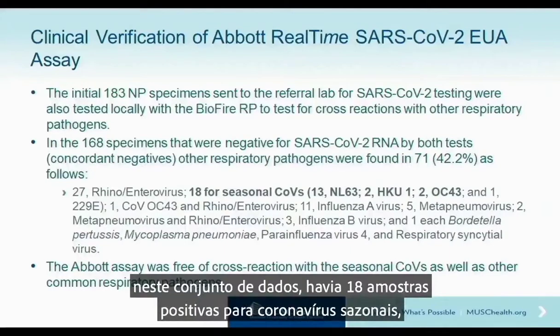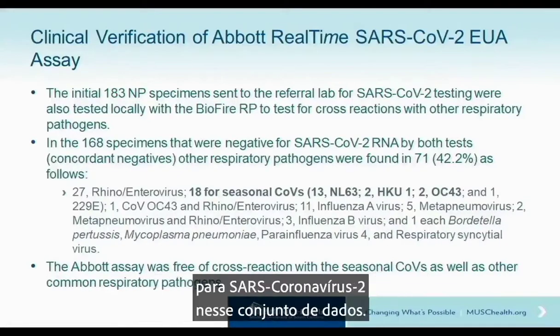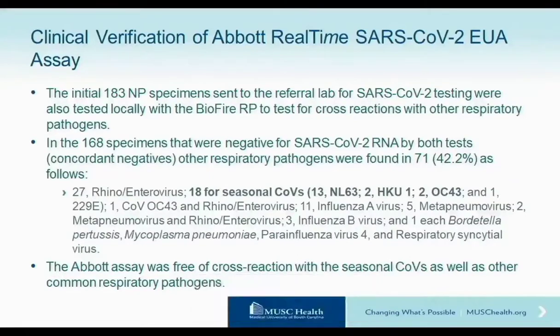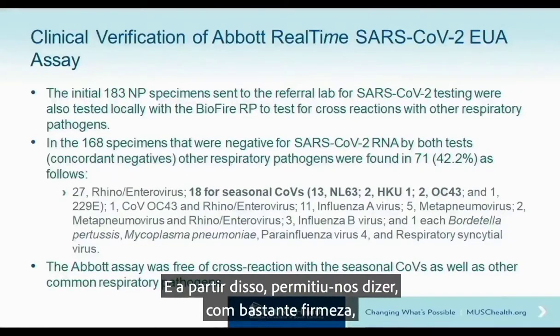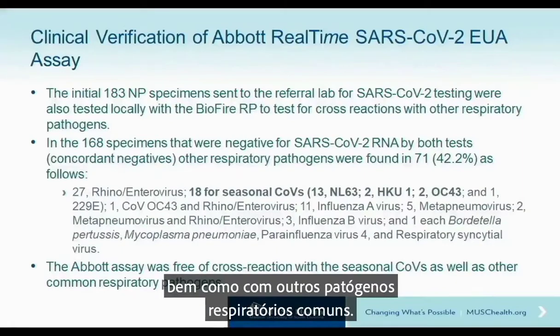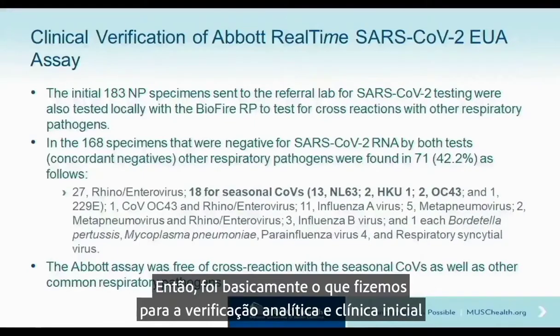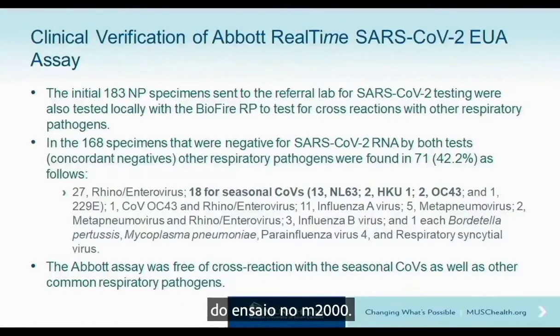In this data set, there were 18 specimens that were positive for seasonal coronaviruses, which was actually quite interesting because that's more positives than we had for SARS coronavirus 2 in this data set. And from this, it allowed us to pretty robustly say that the Abbott assay was free of cross-reaction with seasonal coronaviruses, as well as the other common respiratory pathogens. So that's basically what we did for the initial analytical and clinical verification of the assay on the M2000.